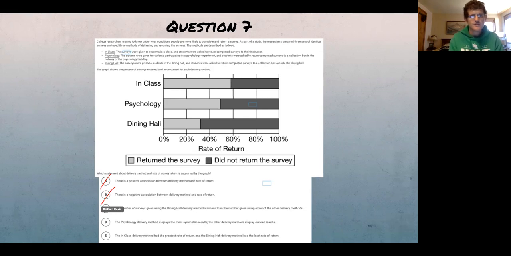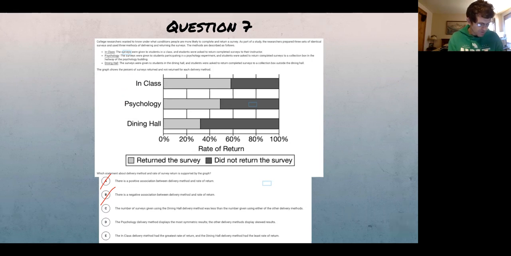All right, this is just categorical data. I could have flipped the order of this. I could have put in class second and psychology first, but we just happened to put it in an order, and there's no association between this as far as positive and negative associations go. So I want to rule both of those options out.